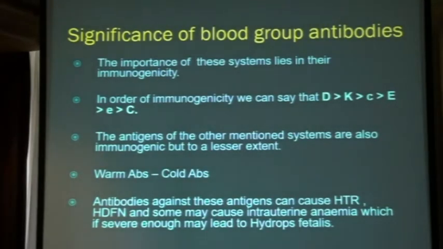Significance of blood groups and antibodies: the importance of these systems lies in their immunogenicity. In order of immunogenicity, we can say that capital D, capital K, Kell, and C, E, and e, and capital C are the most significant. Antibodies against these antigens can cause hemolytic transfusion reactions or hemolytic disease of the fetus and newborn.